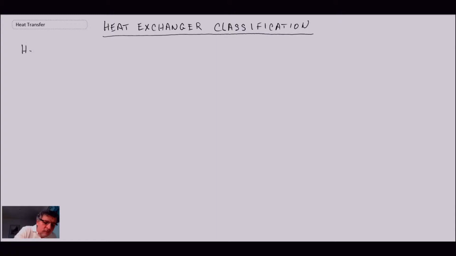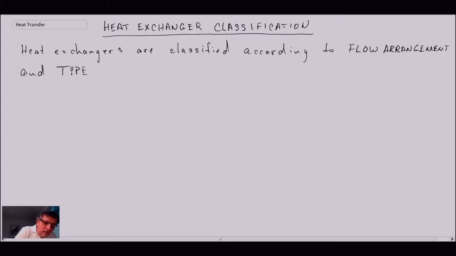In this segment, we're going to be taking a look at the ways that heat exchangers are classified. The two ways that we classify heat exchangers, we look at the way that the flow is arranged, and we'll be looking at examples of that.